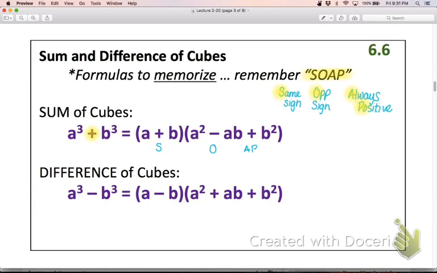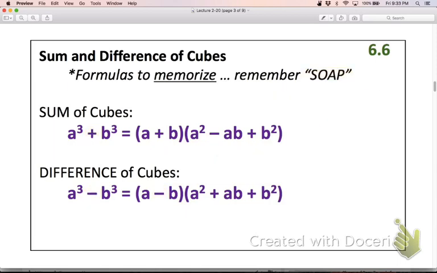So if you know your variable pattern, a squared, b squared, and you know SOAP, you can figure out the signs. It's going to work the exact same way down here. This is a minus, so this is a minus. And then that's going to be same, opposite, always positive. Okay? It's going to take you a minute to get these memorized. Make some flashcards and quiz yourself over and over again until you have the process down.